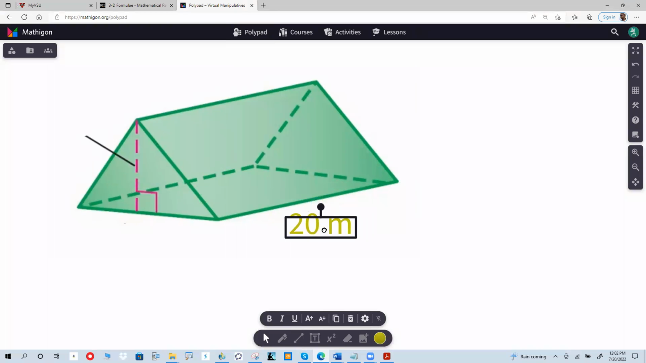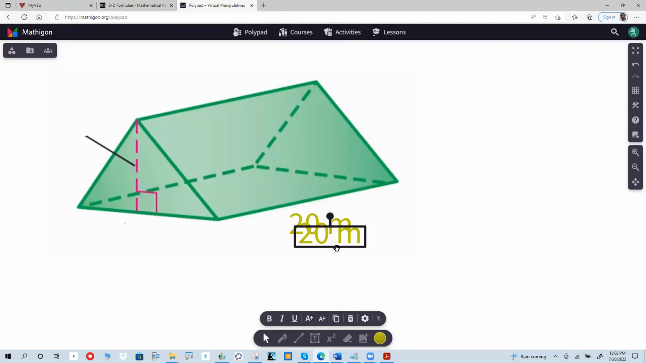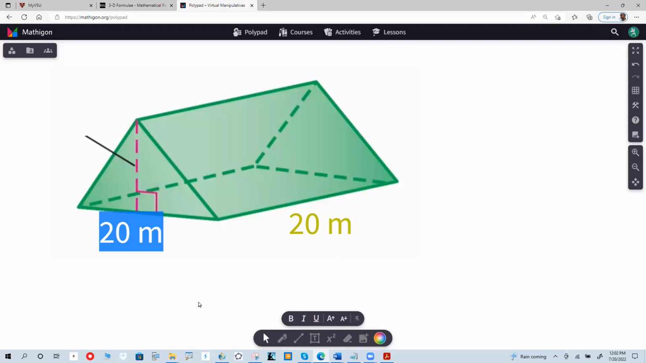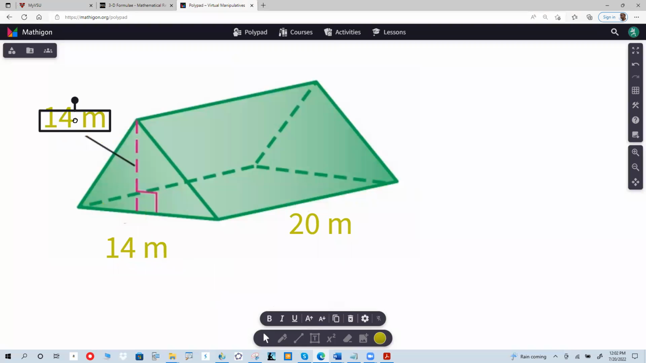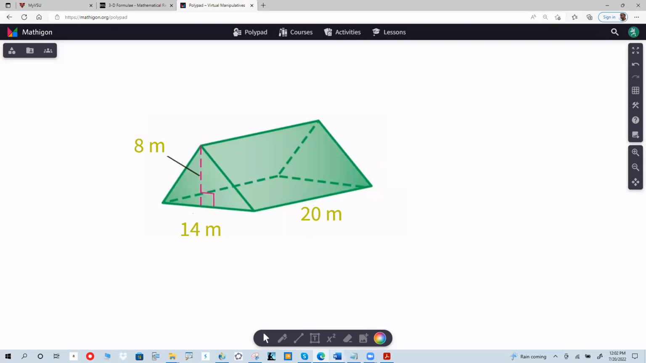20 meters. And let's make this 14. Let's make this guy 14. And let's make this guy, well, let's leave it at 8. Doesn't matter. Okay, so this is my new solid. All right, guys, this is my new solid.